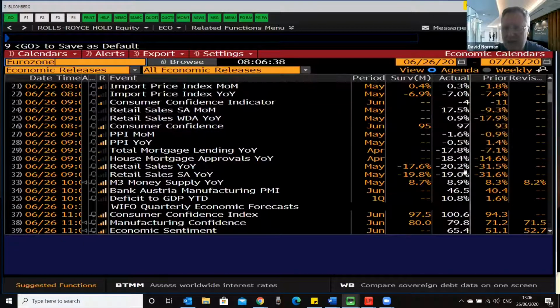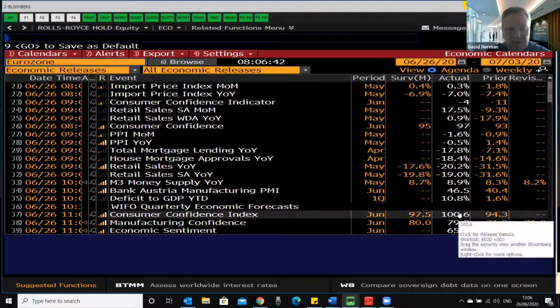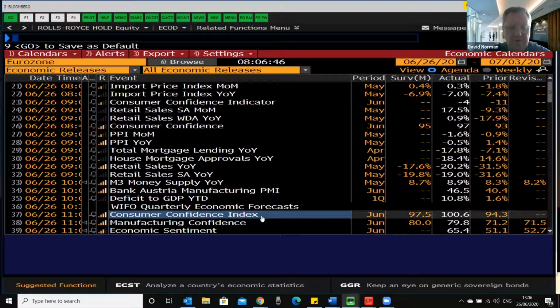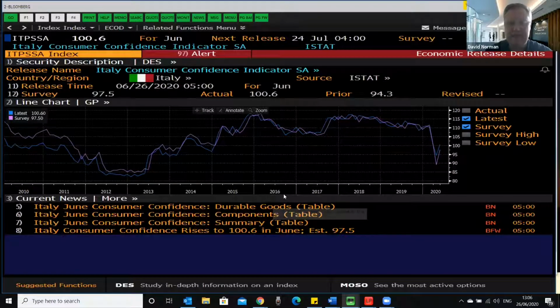And we can see that things like consumer confidence here at the bottom. If we want to click and have a look at the consumer confidence index, this is the Italian consumer confidence indicator, which shows an increase. So this is a better sign for the Italian economy. Now we can use that information to go and check what's going on with other Italian assets.